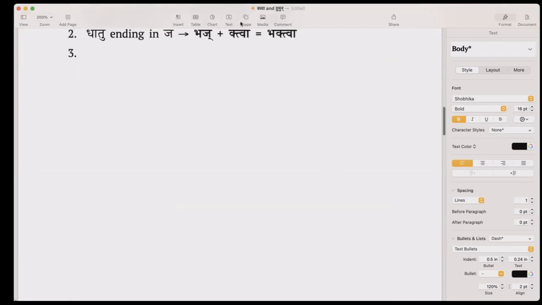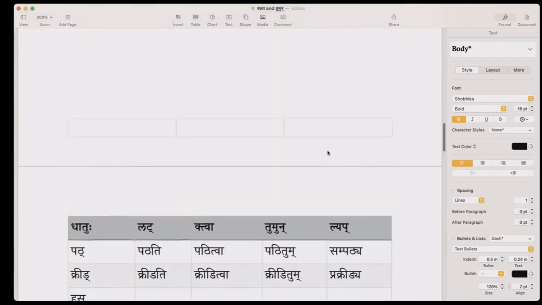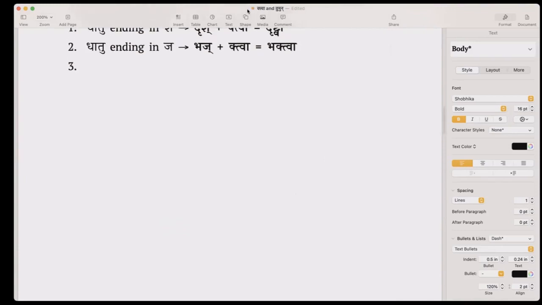So I will send this worksheet and you can work on that. There will also be translations in it and you can work on it. Maybe on Monday, we can do it in class. Okay.